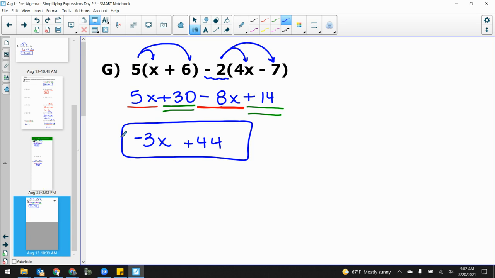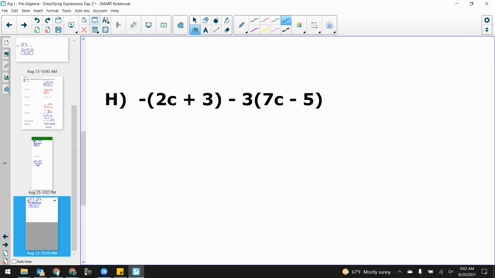And now we'll do one more. Doing all sorts of funky negatives in there. So, first things first, on the left side, distribute the negative. Take this negative sign and bring it in. This is a negative 2c minus 3. Negative 2c minus 3.